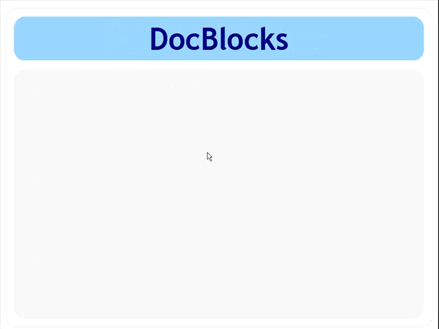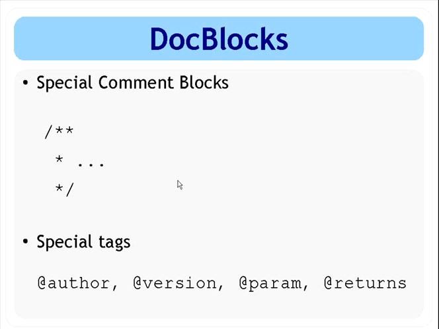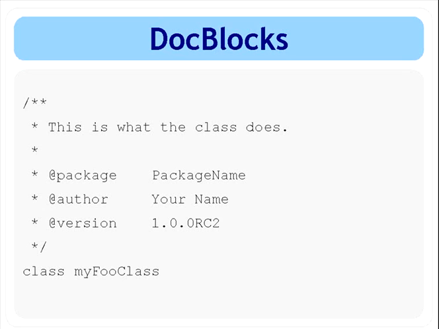You probably all have seen those doc blocks. These are special comment blocks, and this is how they look. They start like a normal multi-line comment, but with another asterisk sign here. And then there are special tags like author, version, param, return. You can create cross-references, a bunch of tags that you can use. And the idea is that you create a comment block in front of every class, function, and method that you write.